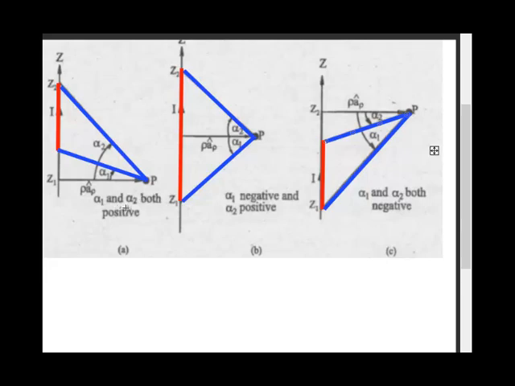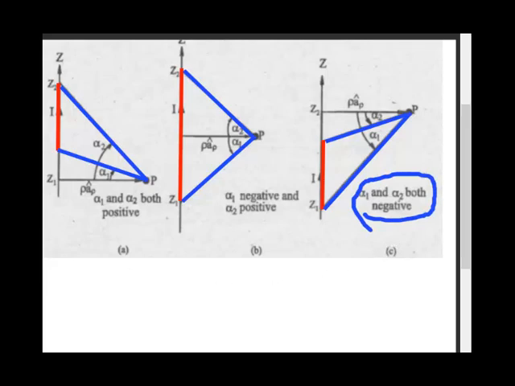So in all the three cases, the direction of alpha 1 can be seen. In first case, alpha 1, alpha 2 both are clockwise. In second case, alpha 1 is anti-clockwise, alpha 2 is clockwise. In third case, both are anti-clockwise. So depending upon their direction, if it is clockwise, then it is positive. If it is anti-clockwise, then it is negative. We can see here alpha 1, alpha 2 both are positive because both are clockwise. In the second case, alpha 1 is anti-clockwise, so it is negative. Alpha 2 is clockwise, so it is positive. In third case, both are anti-clockwise, so both are negative.